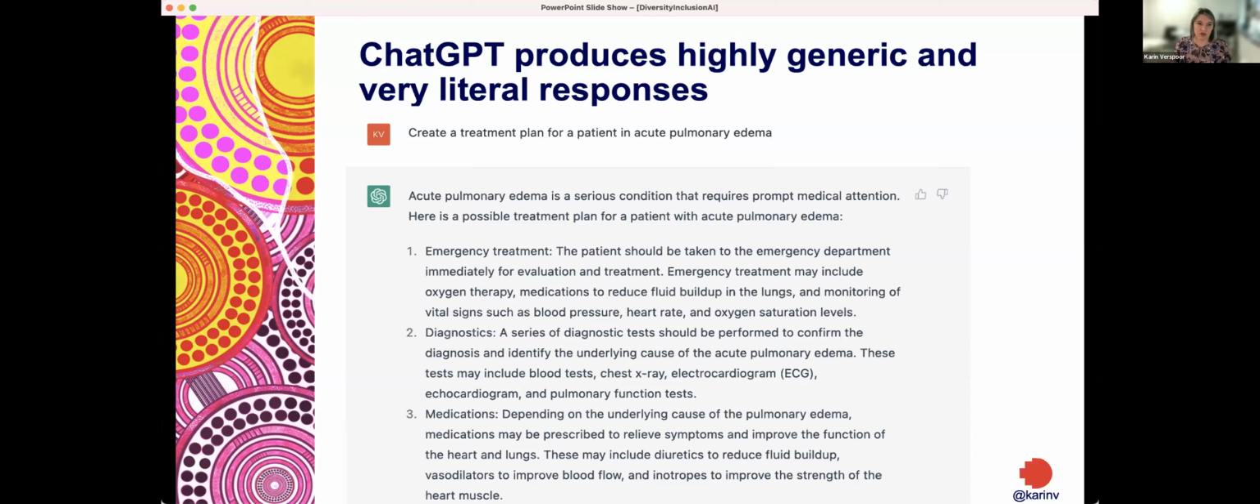If I'm asking this question, I already know that my patient has acute pulmonary edema. That's a presupposition of the way that I've framed the request, which means I don't need to send my patient to the ED, and I definitely don't need to run diagnostic tests because I already have done those. I've made my diagnosis. What I'm asking for is what to do for this patient that has this problem. And the point about medications is completely generic, right? You can give diuretics, you can give inotropes, great. Which ones? Why?